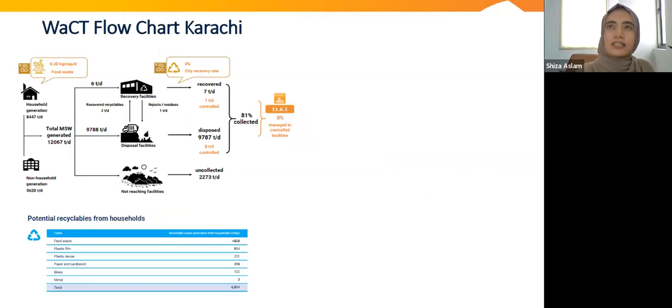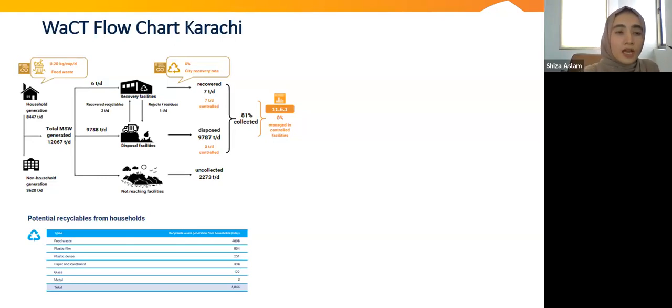Recently, in late 2020 and the beginning of 2021, we applied the Waste Wise Cities tool, which is a recently established methodology by UN Habitat and acknowledged by various other multilateral entities, including GIZ, World Bank, and others. So we applied this methodology for Karachi, which is a megacity with a population of around 20 million. This is just a snapshot of the fact sheet that has been produced under WWCT and is available on their website as well.